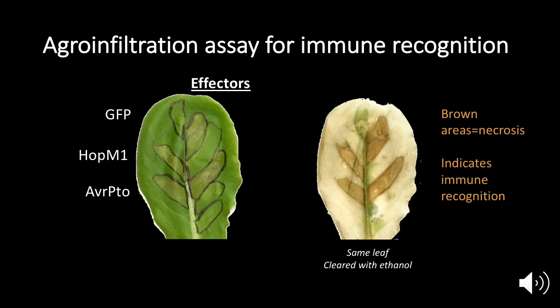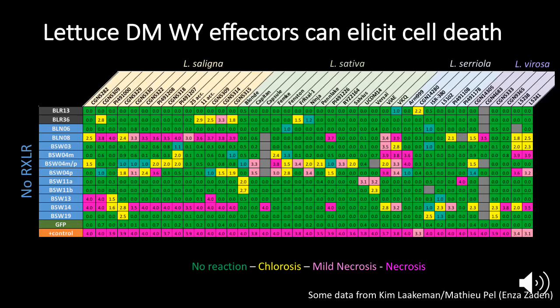The assay can be a little bit variable depending on the age of the leaf and the plant, so I always include the controls on the same leaf and only score ones where the controls work. Okay, so we tested 200 different lettuce varieties against all 21 effectors, and we did 4 replicates for each variety at least. And in all, that results in 37,000 infiltrations.